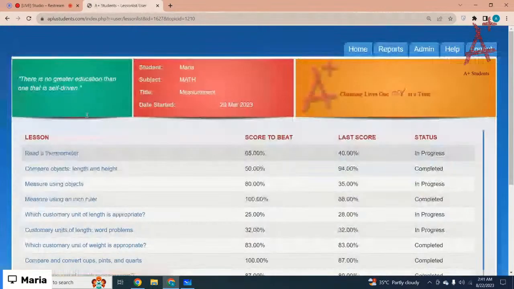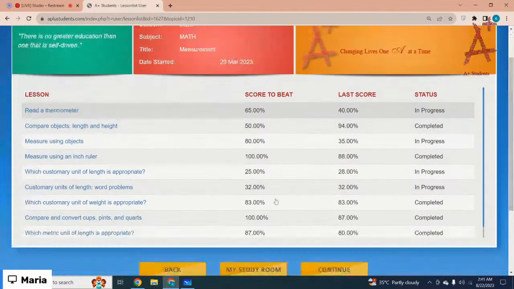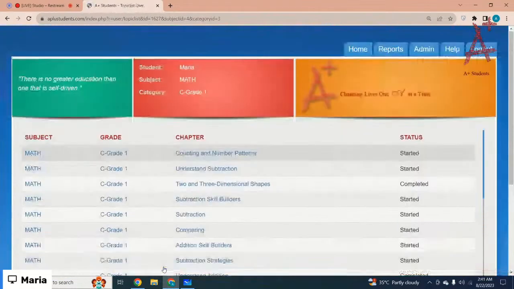So we're working on grade 1 math. The chapter we're working on is measurement, and the lessons we have covered today are read a thermometer, compare objects length and height, measure using objects, and measure using an inch ruler. So please make sure before the next session you complete all the test questions for the lessons we did today.